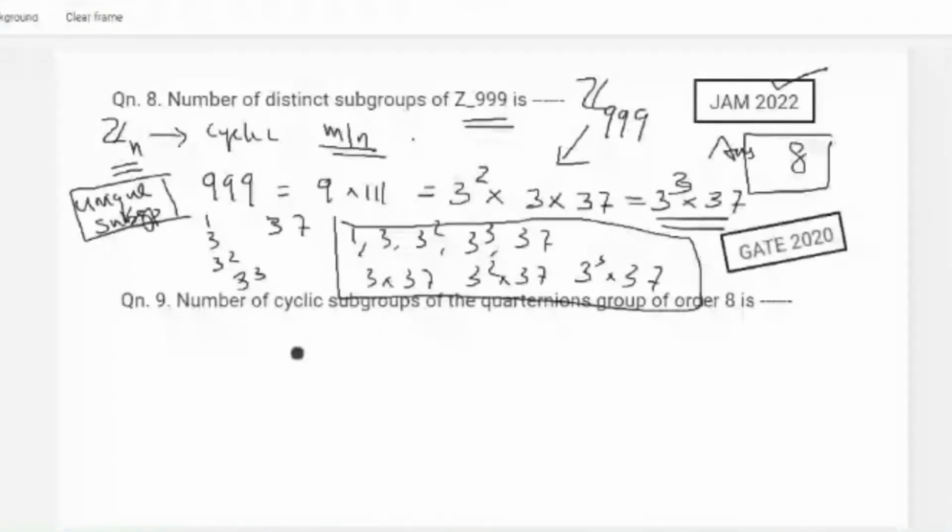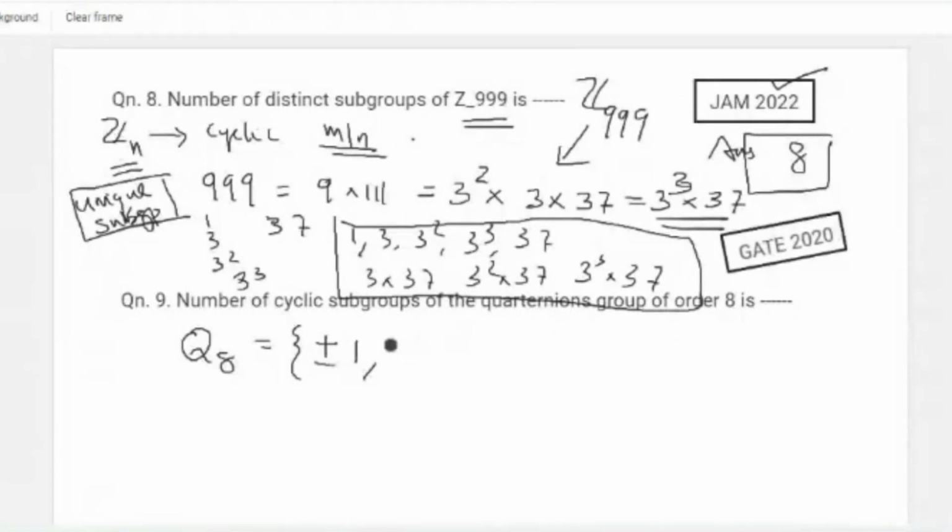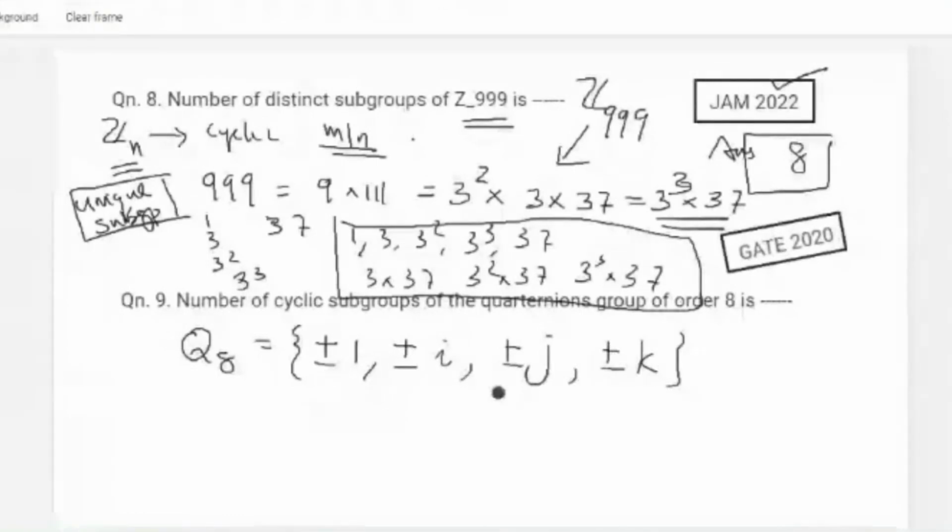So, number of cyclic subgroups of the quaternion group of order 8. The only thing to mention about the group is that the quaternion group of order 8 is Q8. You can describe the group in many ways. One of the ways is this: it contains 8 members, written as plus or minus 1, plus or minus I, plus or minus J, plus or minus K, in such a way that 1 and minus 1 are multiplied as in the general situation.